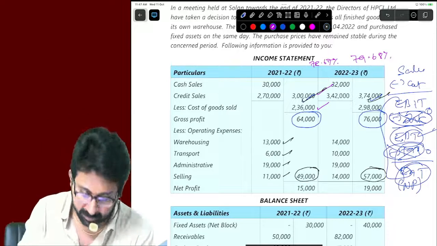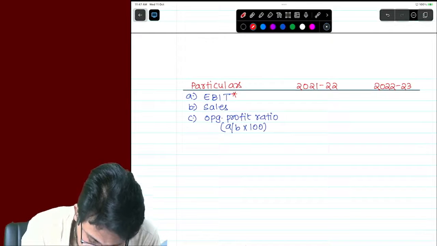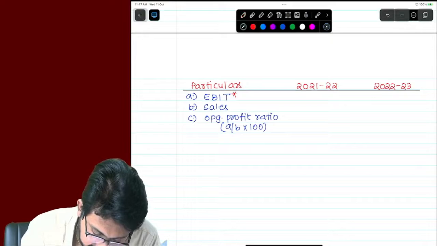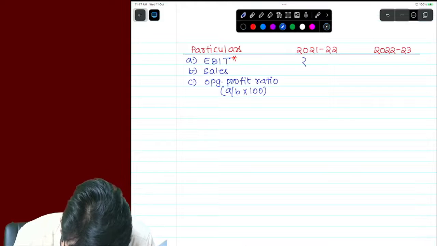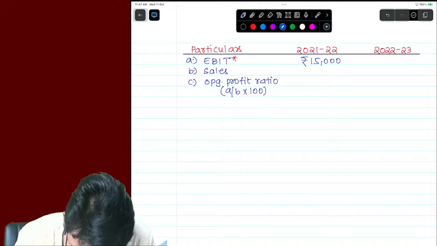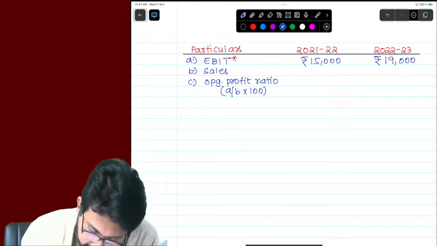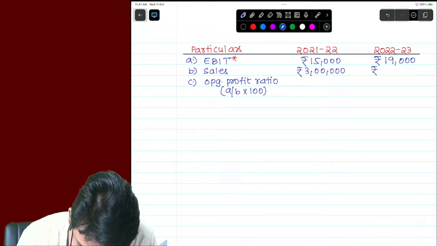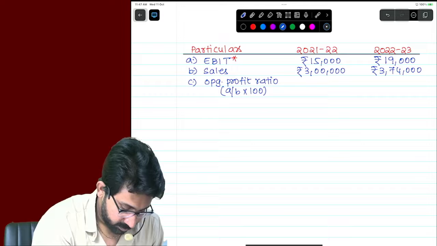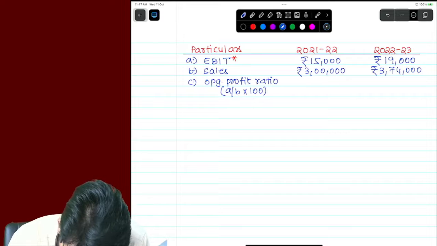Shall we do it together now? Write down. EBIT on the head, give a star mark. We will give explanation below. Tell me what are the EBIT numbers that they have given in the question. 15,000. Next one, 19,000. What is the sales? 3 lakh. 15,000 divided by 3 lakh into 100. How much is it? 5%.